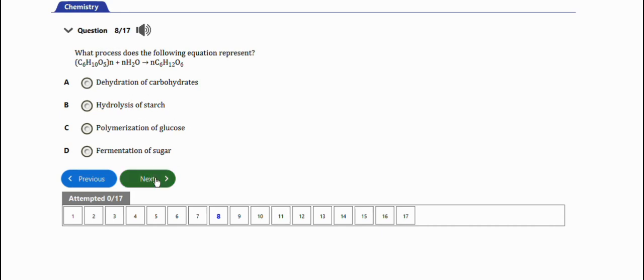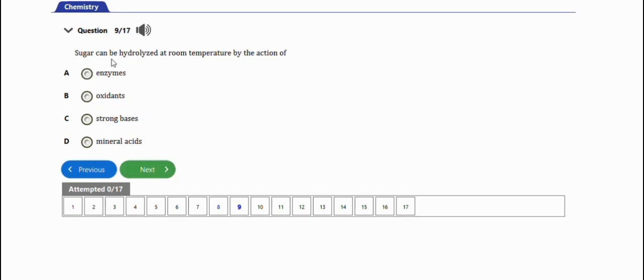The next question will be this one. It says sugar can be hydrolyzed at room temperature by the action of, we have enzymes, oxidants, strong bases, mineral acids. The right answer is option A, which is enzymes. Okay, the next question will be this one. It says a positive reaction to Fehling's test indicates the presence of reducing sugars. This one oftentimes comes, so option D, reducing sugars.